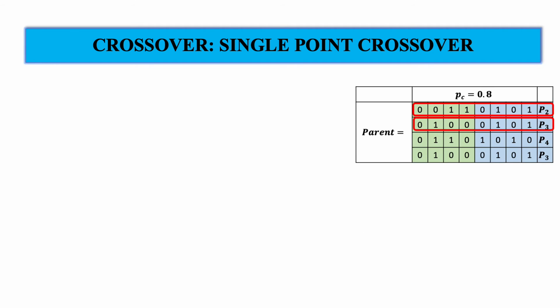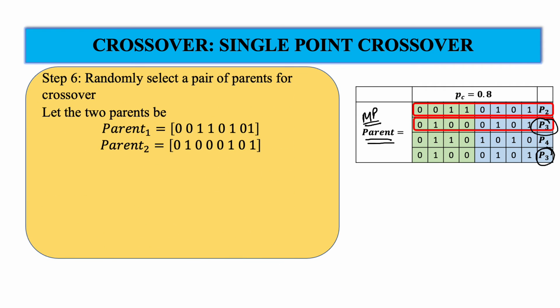So this is our mating pool. We have 4 population members, P2, P3, P4, P3. P3 is repeated 2 times and the other 2 have a single copy. So this particular set of solutions is parents, it's not the population, or you can say mating pool. Okay, so now what we will do is select randomly two different parents. Here I have selected P1 and P2.